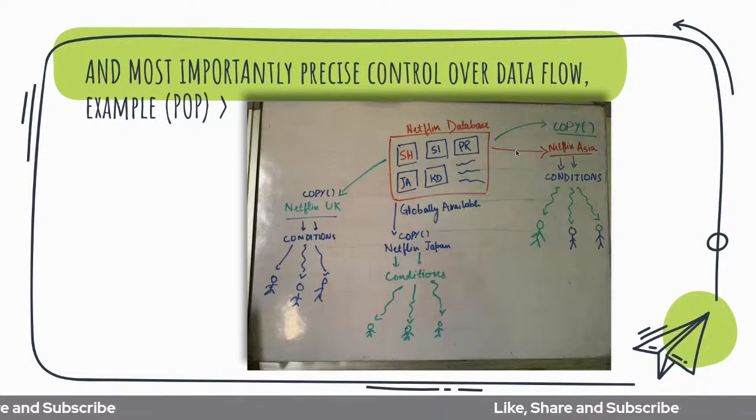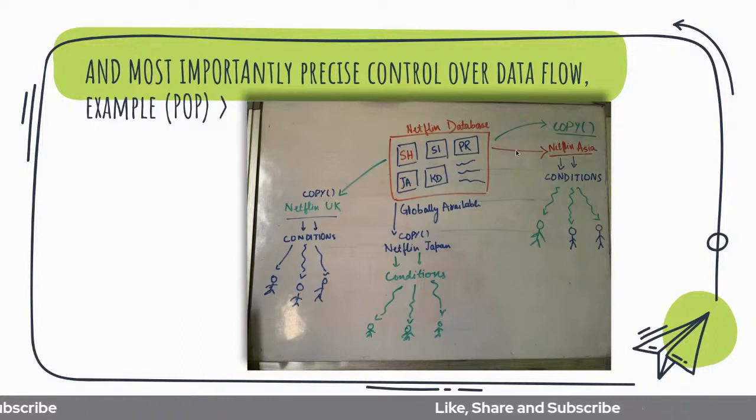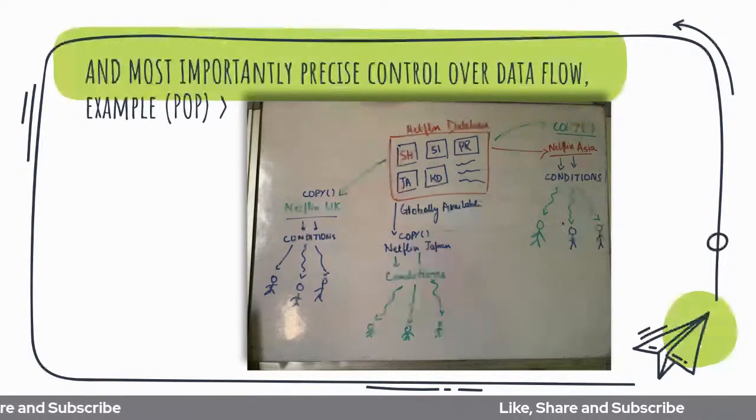And the problem is some of the contents here might be restricted in some regions. Let's say for Netflix Asia, this content is restricted. It should not be available. But even then, it's going to need the entire copy. Although we provide some conditions and then display it to our viewers, it is not sufficient because the entire data is being copied.